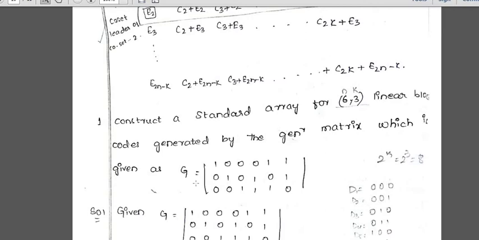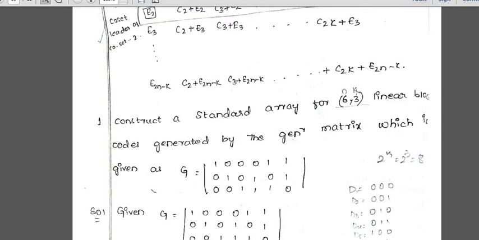What is the first step you have to do over here? You have to construct a standard array. For this standard array, you need the code words. How are you going to find out the code words? What is the formula for finding the code words? C is equal to D into G or M into G. D is nothing but the data words that are to be constructed. How many data words will you be obtaining?